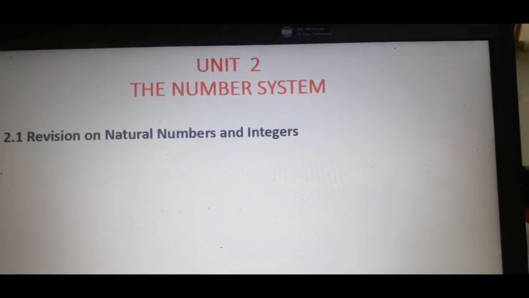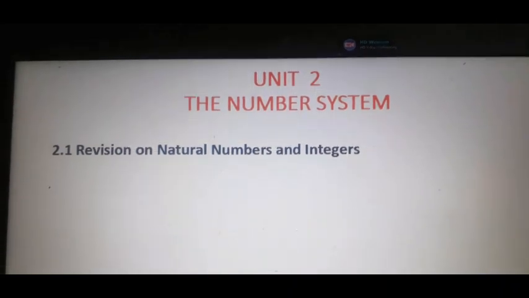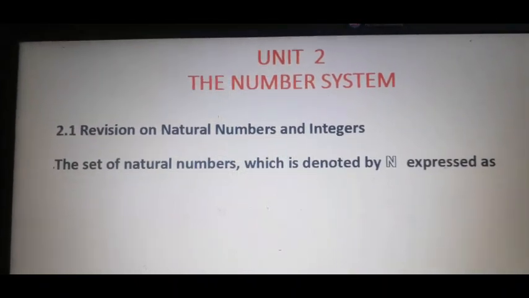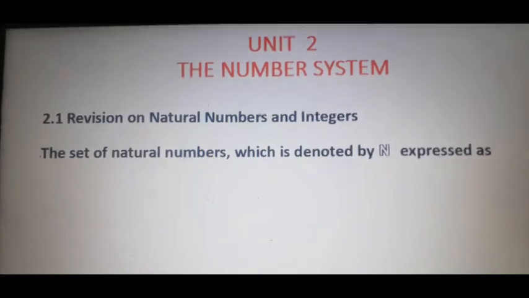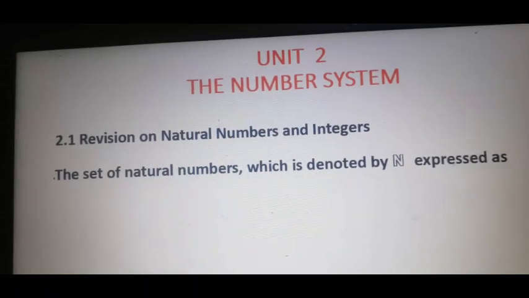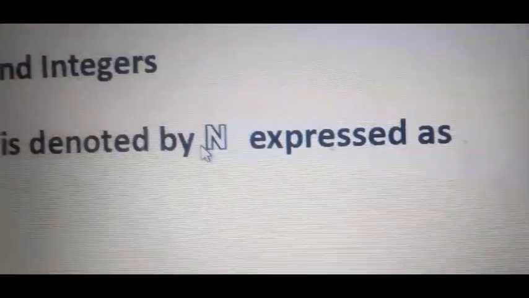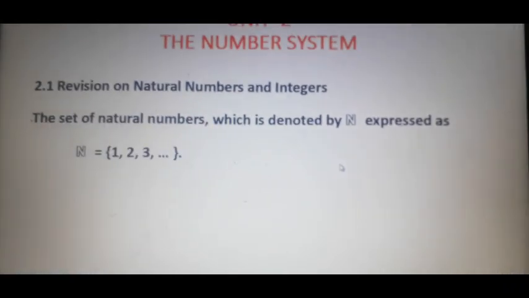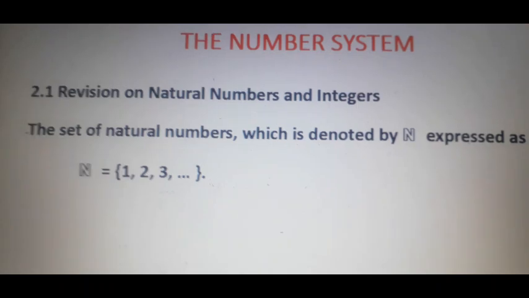Unit 2, the number system, revision on natural numbers and integers. The set of natural numbers is denoted by this symbol. This symbol stands for natural number. Natural numbers are expressed as N equals 1, 2, 3, up to infinity.